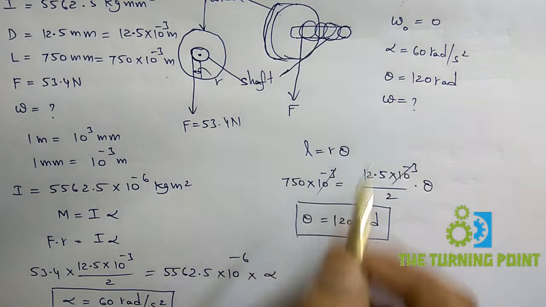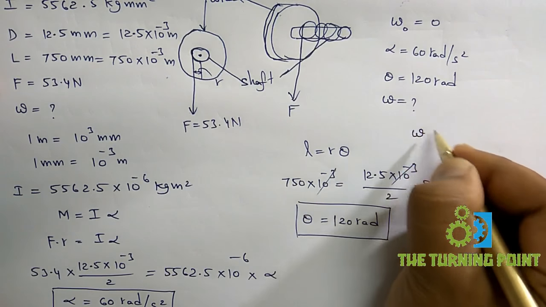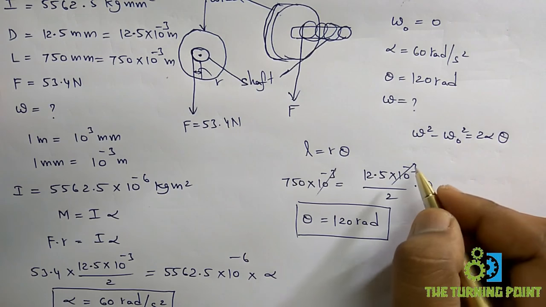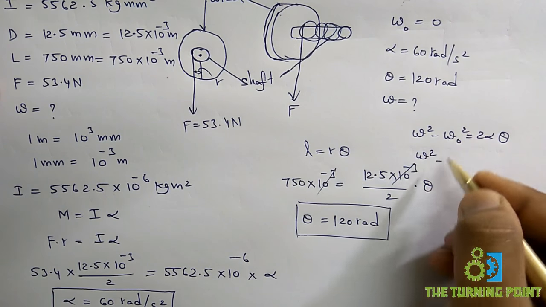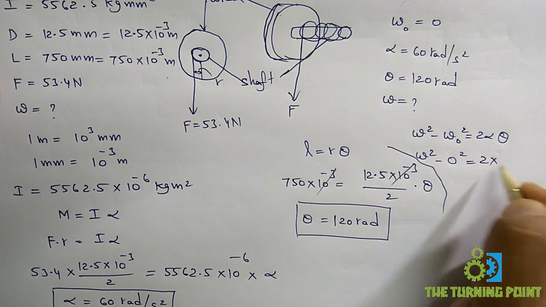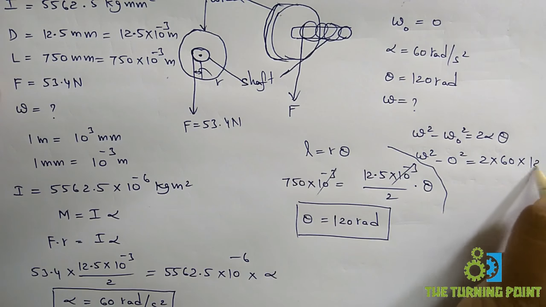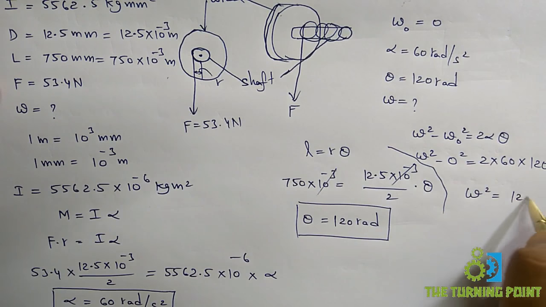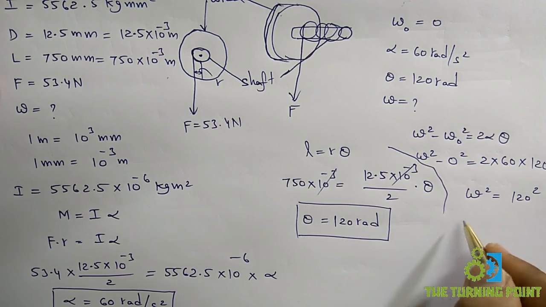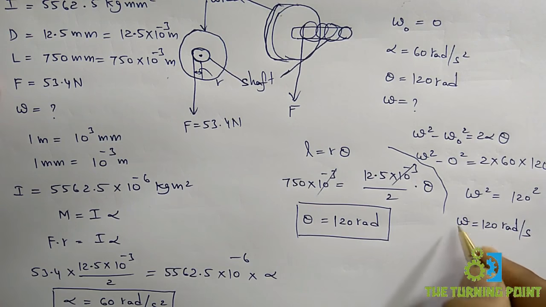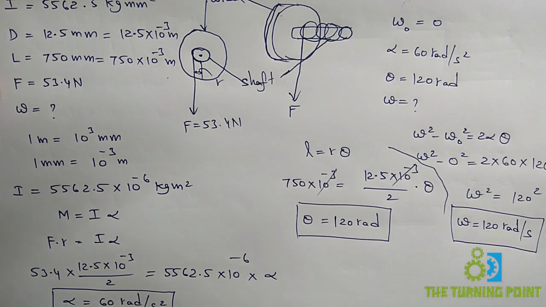From these parameters I can select the equation omega square minus omega naught square is equal to 2 alpha theta. Omega square minus initial angular velocity 0 square is equal to 2 into alpha, which is 60, into theta, which is 120. From that, omega square is equal to 120 square, right? 2 into 60 is 120, 120 into 120, 120 square. From that, omega is equal to 120 radians per second. So this is the final answer.